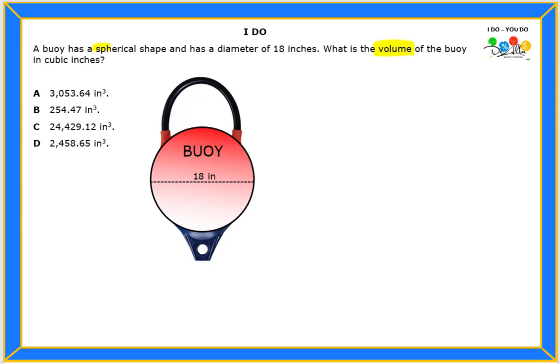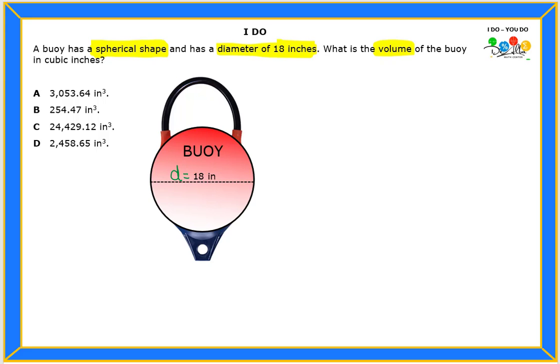Well, I can see something here that says the spherical shape. So I'm hoping that you can make the connection with the sphere. It's very close to that, right? So I know that I have a sphere and it says that the diameter is 18 inches. Okay, so I do have a label on my shape that says 18. So I would just write down D equals 18, just so that I know that that's my diameter.